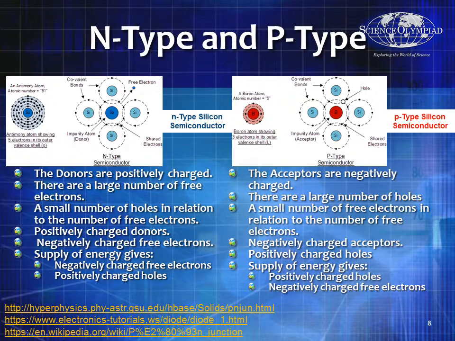However, if I make a p-type semiconductor, the acceptors are negatively charged. So there's a large number of holes and a small number of free electrons. So there are negatively charged acceptors and positively charged holes. What ends up happening here is that the supply of energy gives me positively charged holes and negatively charged free electrons.